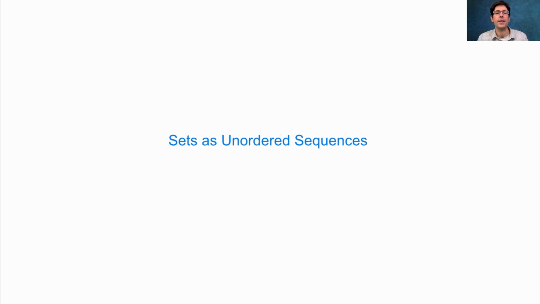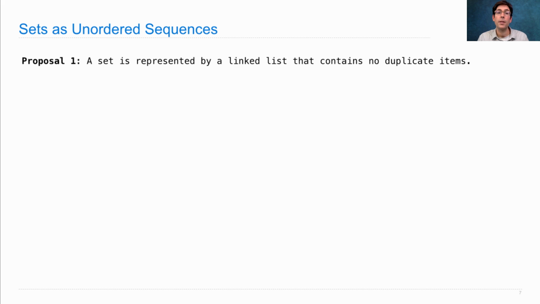Our first representation will be to represent a set as an unordered sequence, using the linked list class that we already created. So we're going to represent our set using a linked list, but we'll make sure that that linked list contains no duplicate items, no elements that were repeated. So we're building an abstraction here.